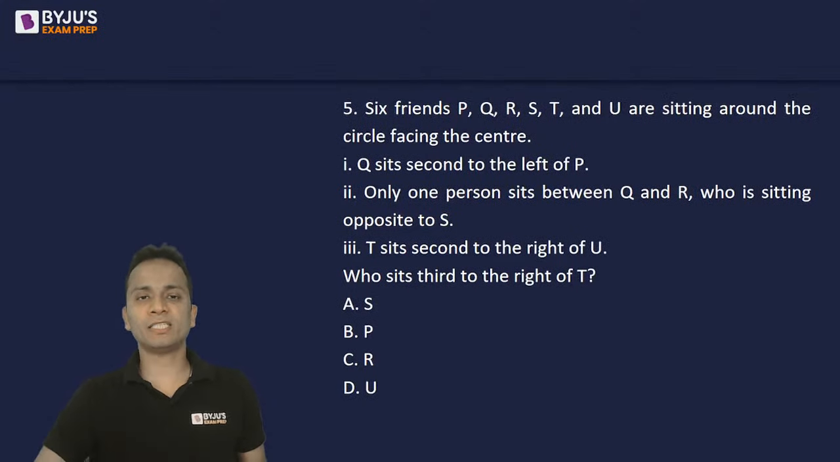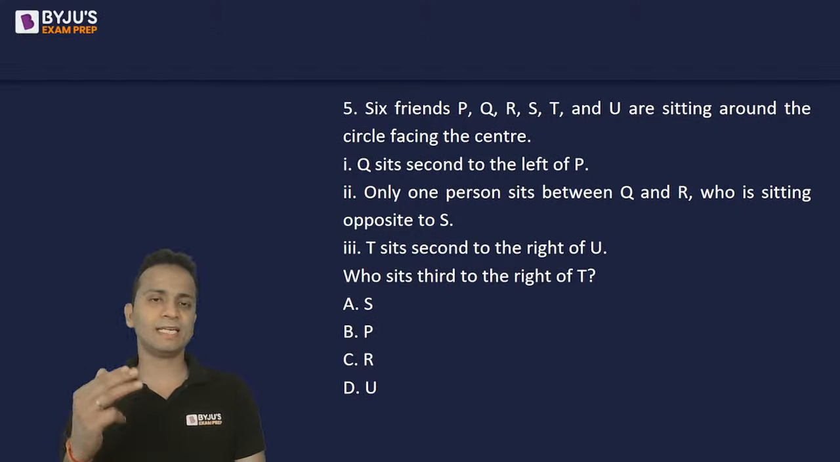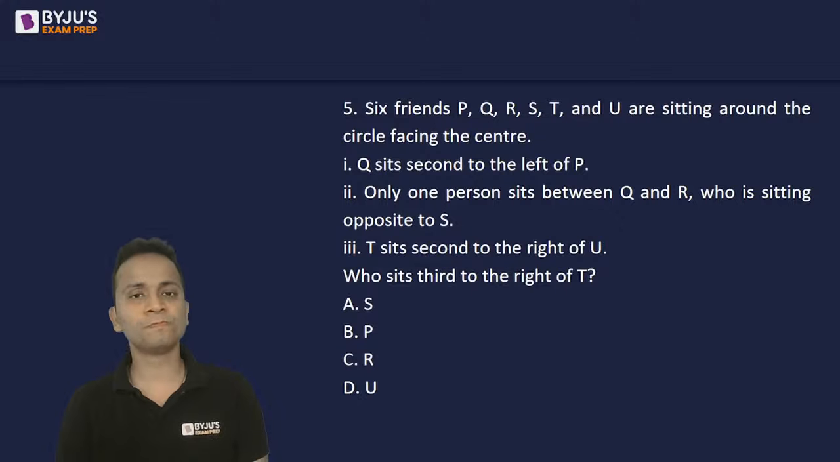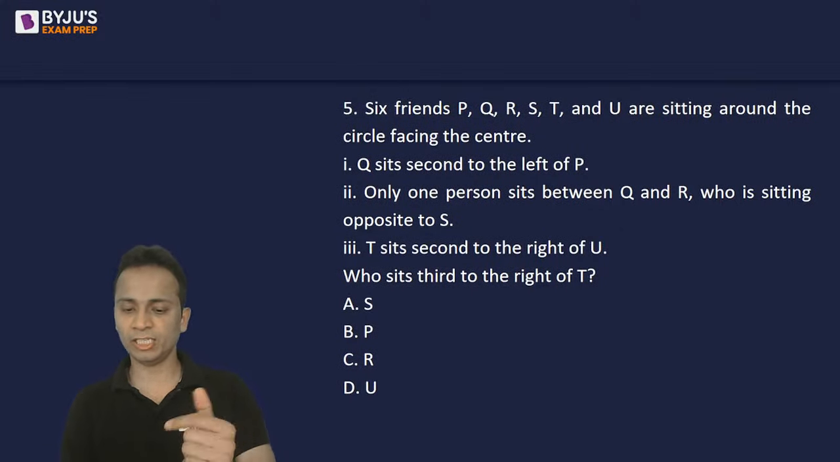Let's move on and look at the next question, question number 5. Now the question is of circular seating arrangements. So there are six friends PQRSTU who are sitting around a circular table, facing the center. Okay, and there are three conditions using which you will have to basically arrange these people.